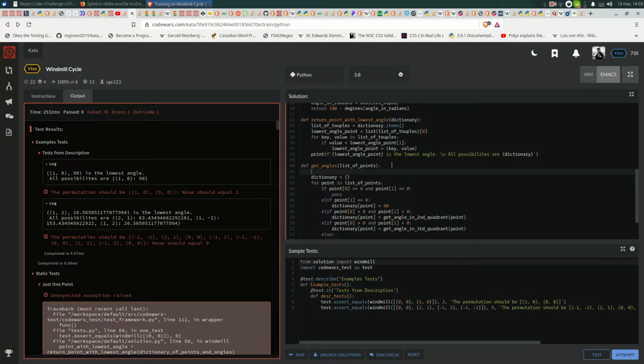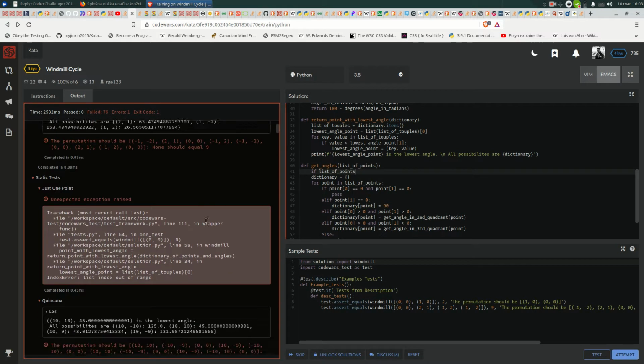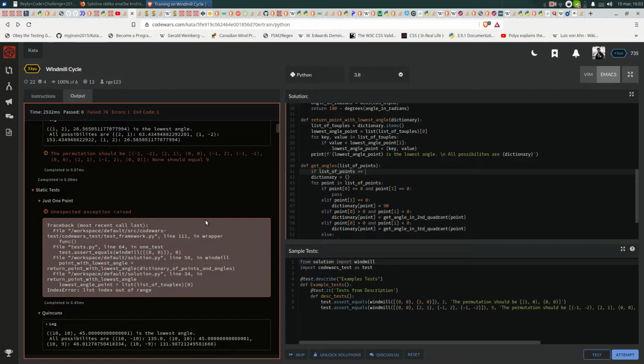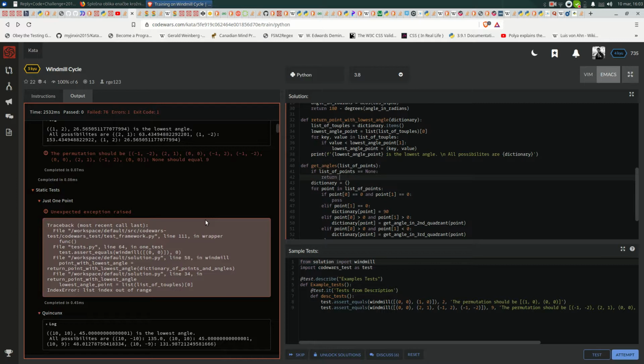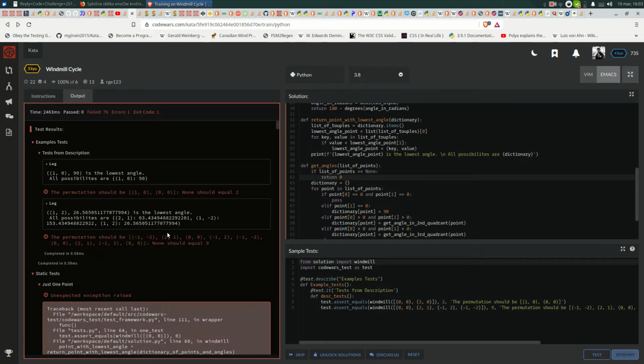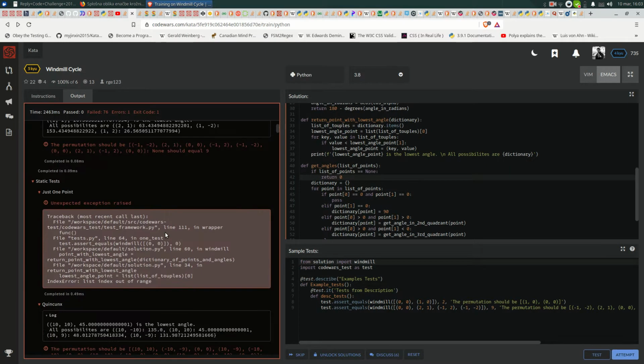But here we can say if list of points equals none, return 0. Those are sneaky. Like, I always think that's a bad practice.